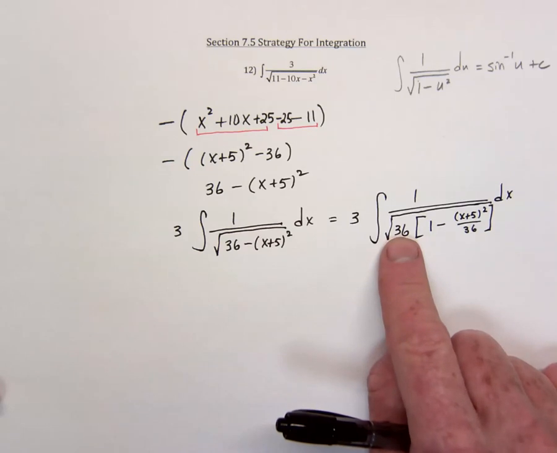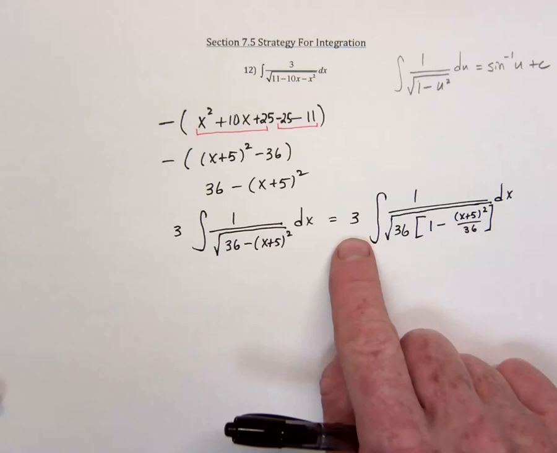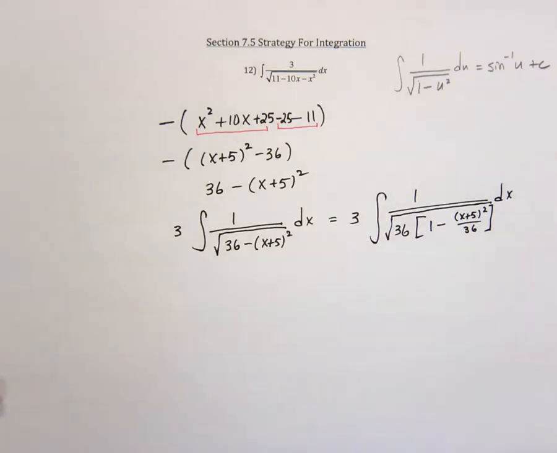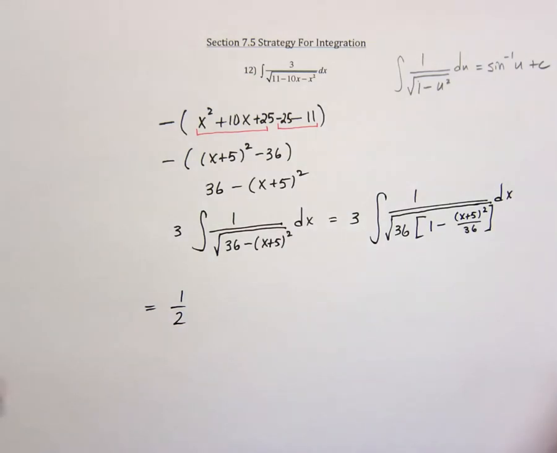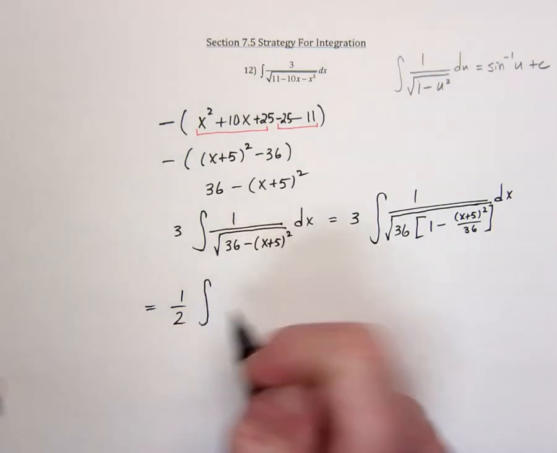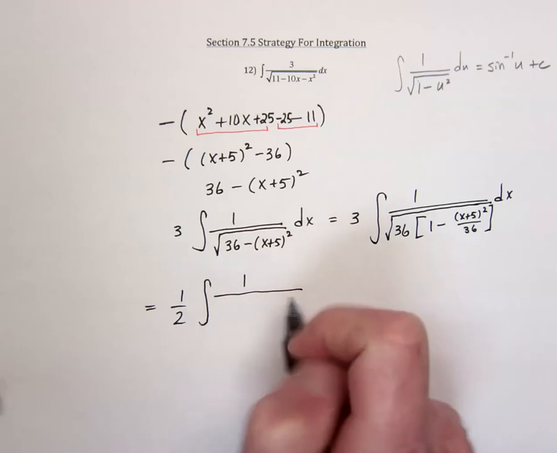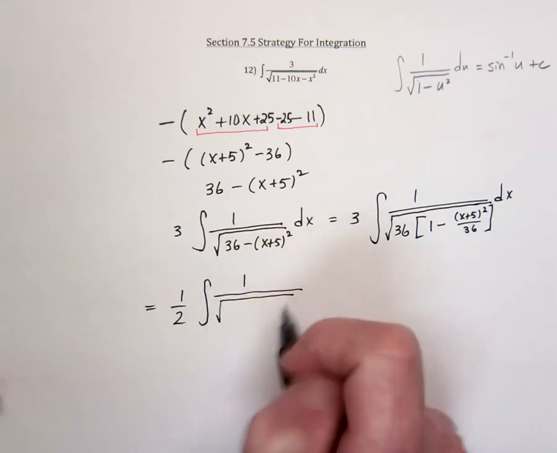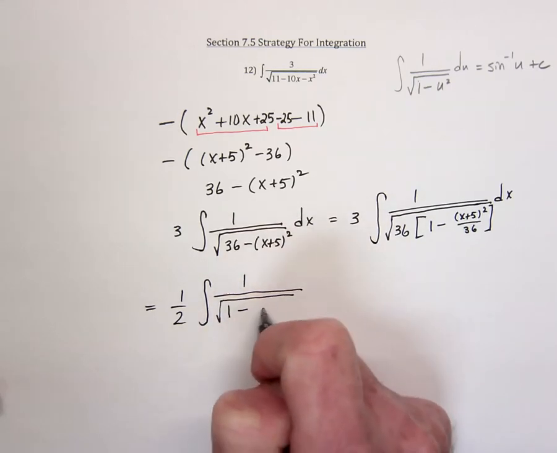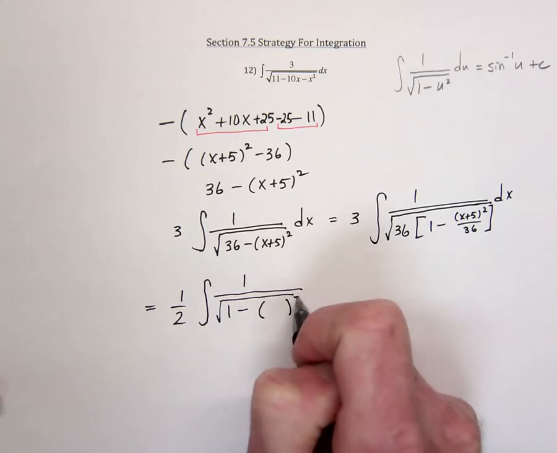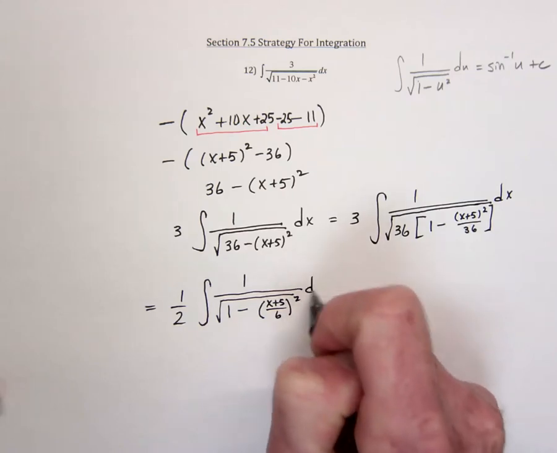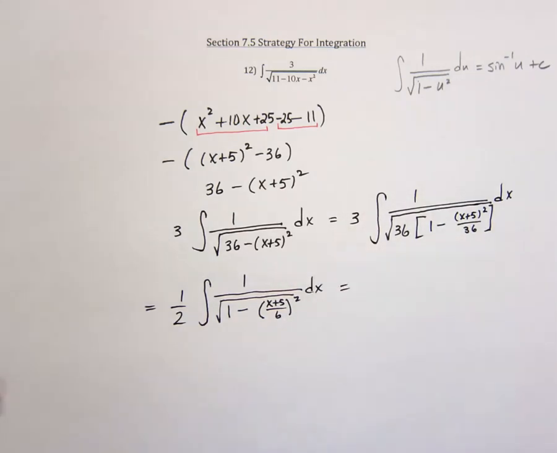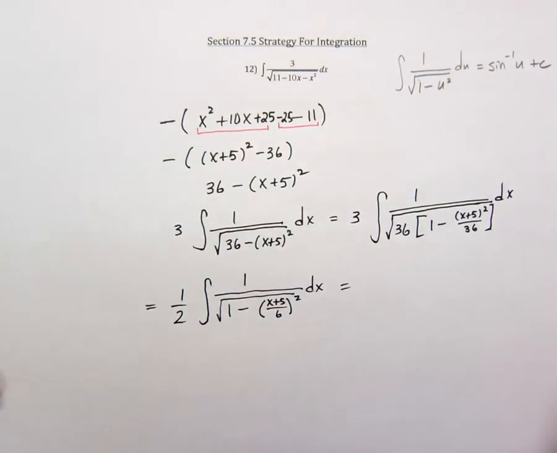Also, this can be factored out. So the square root of 36 is a 6 in the denominator. Move that 6 in the denominator out here, so it's going to be 3 over 6. So there's the 3 over 6. And then we've got the square root of 1 minus, and then make it one big fraction that's being squared, x plus 5 over 6 dx. And now it's ready for sine inverse.